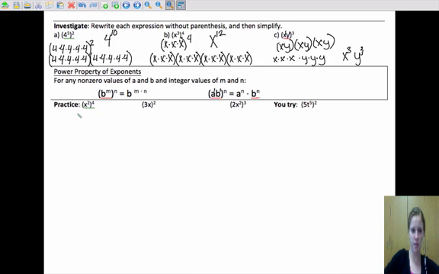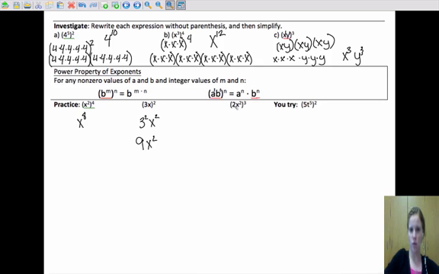All right, so let's practice down here. X squared to the 4th power would be x to the 8th. 3x squared would be 3 squared times x squared, using this property here, or 9x squared, because 3 squared is 9.